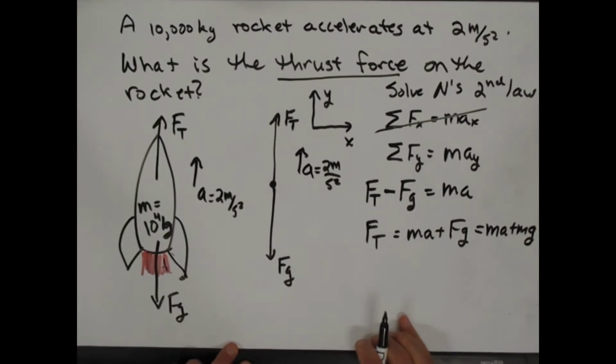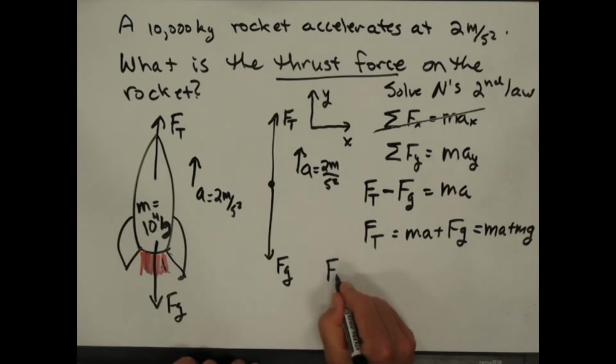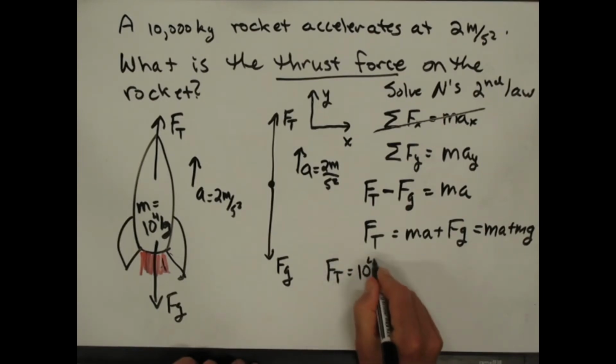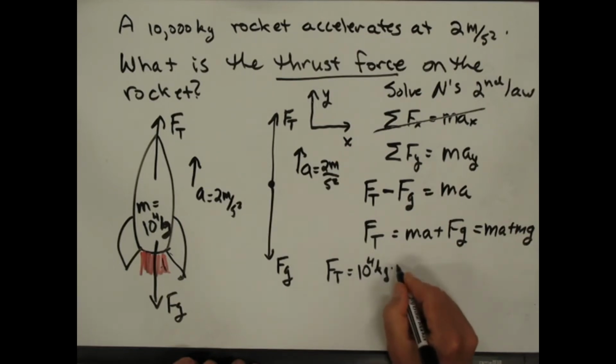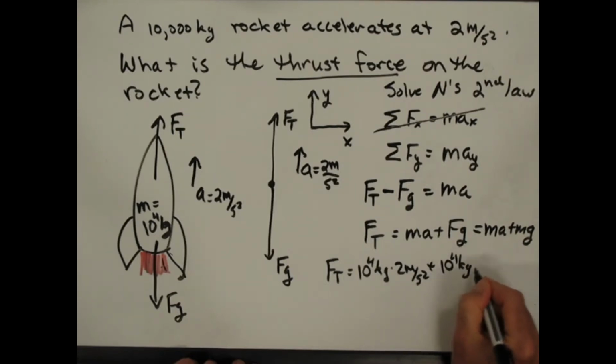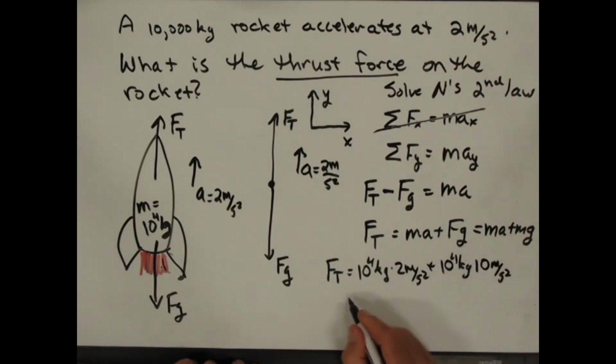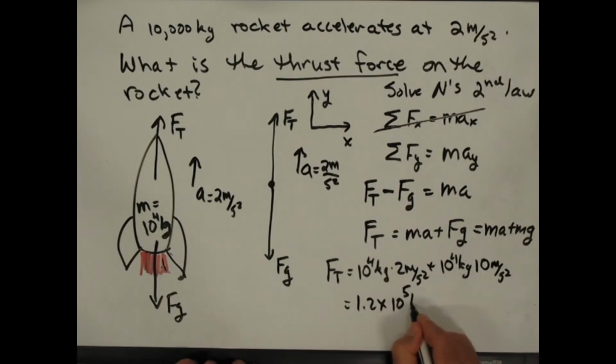Hopefully it's still on your screen. Now it is. All right. And so that says that the thrust force is equal to 10 to the 4th kilograms times 2 meters per second squared plus 10 to the 4th kilograms times 10 meters per second squared, because that's what gravity is, right? And so that's 20,000 plus 100,000, which is 1.2 times 10 to the 5th newtons. And so that's my answer.